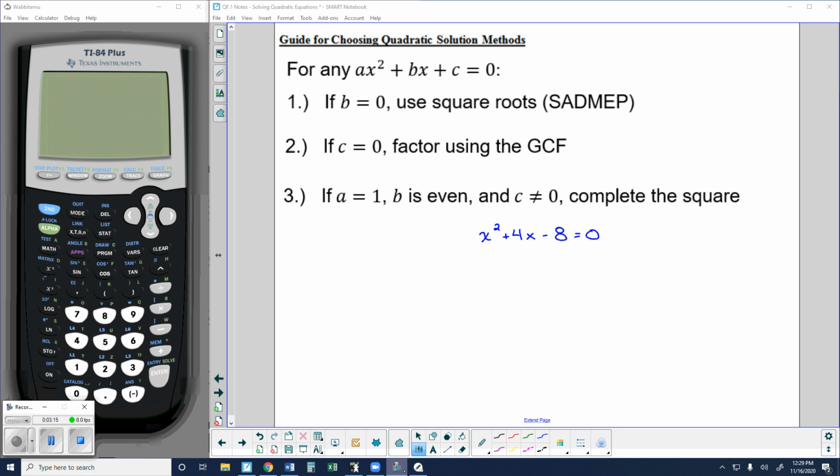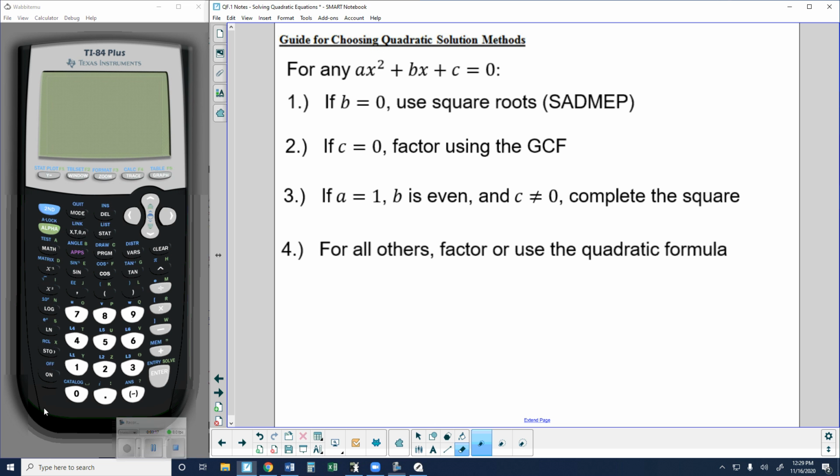If none of these things are true, we are going to either want to factor or use the quadratic formula, whichever is more efficient in that problem. So if we had x squared minus x minus 2 equals 0, this is super easy to factor, or should be for us. (x minus 2)(x plus 1), we want to factor that. That's quick and that's easy.